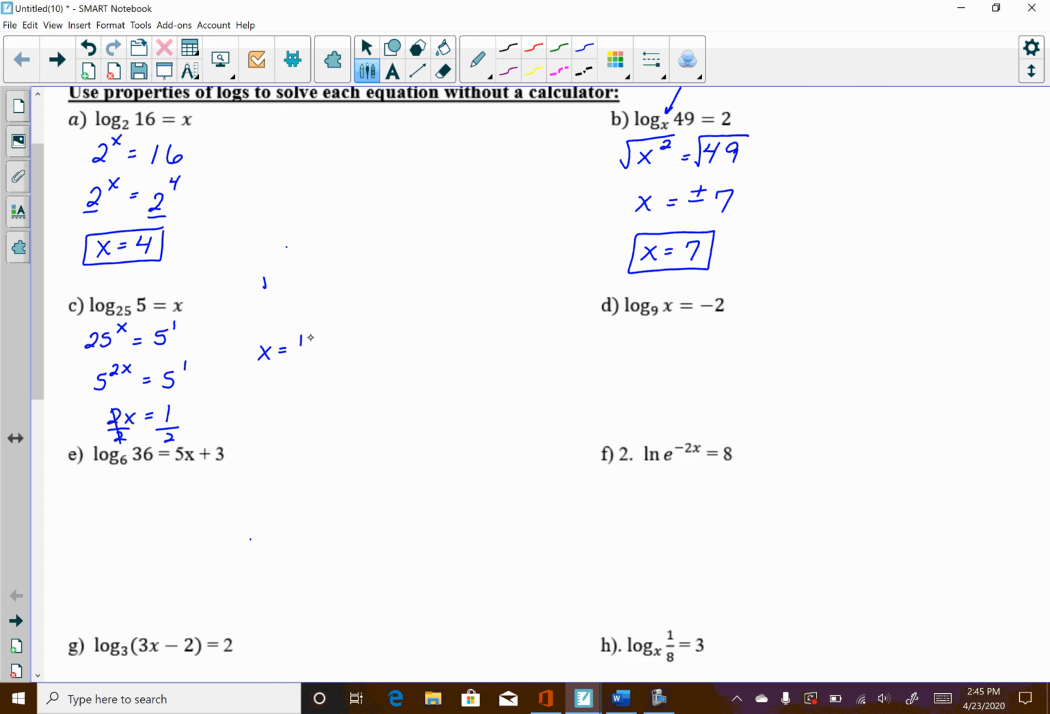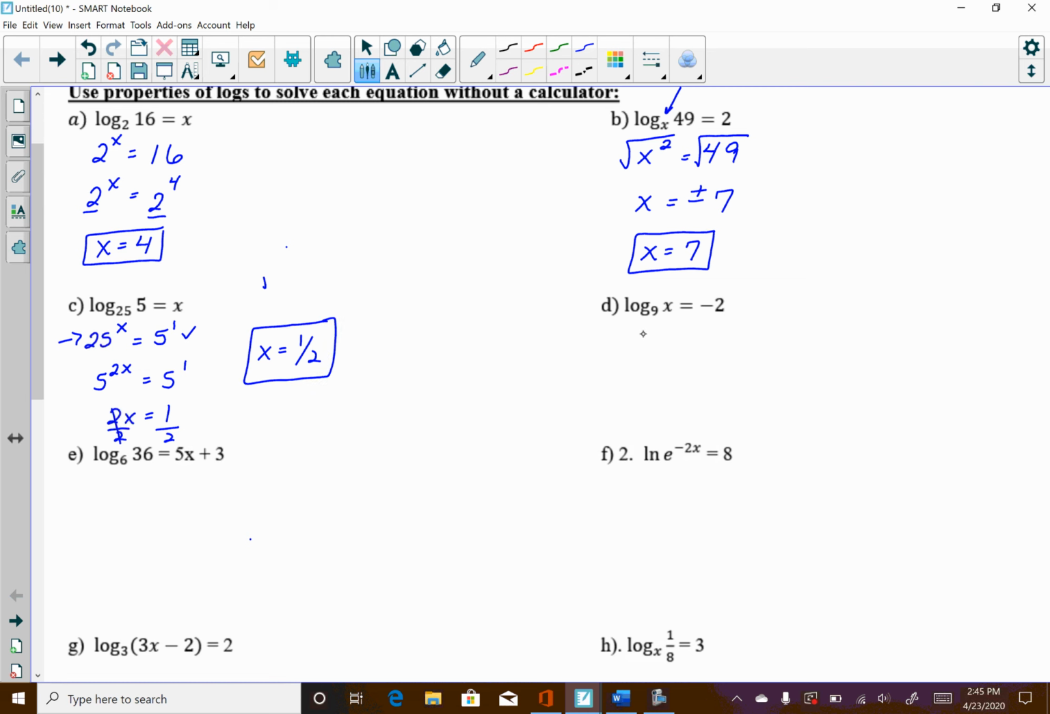equals 1/2. If you go back and look at this first statement here, 25 to the 1/2 power, remember, the 1/2 power is the same as taking the square root, and sure enough, the square root of 25 is 5. Okay, so x equals 1/2 is our answer there.